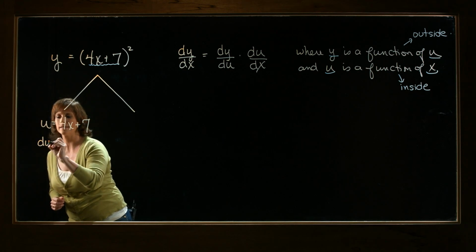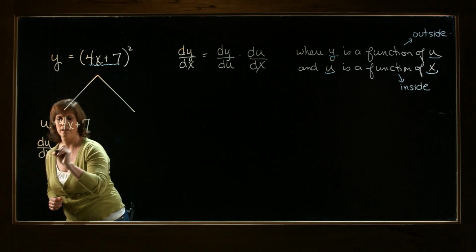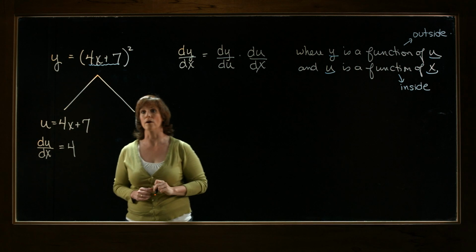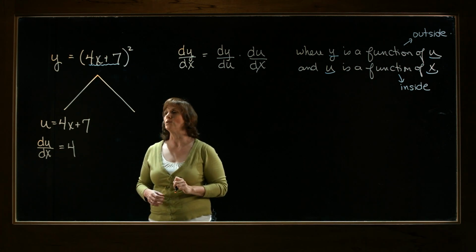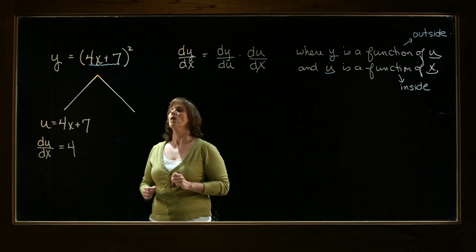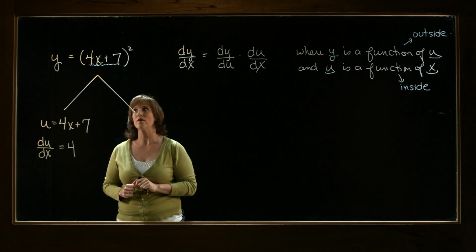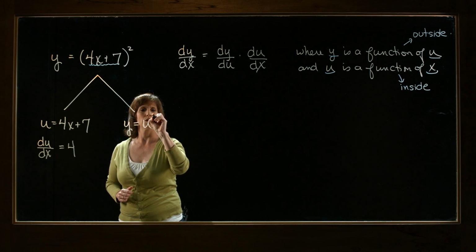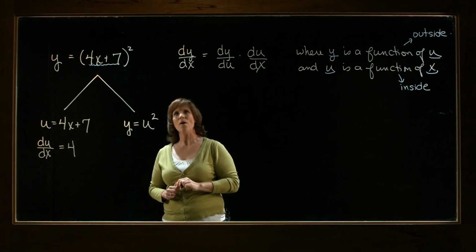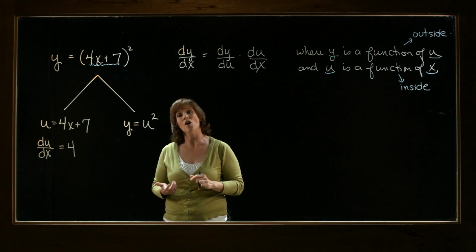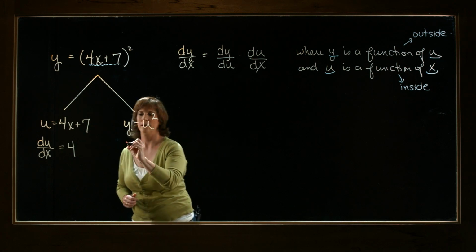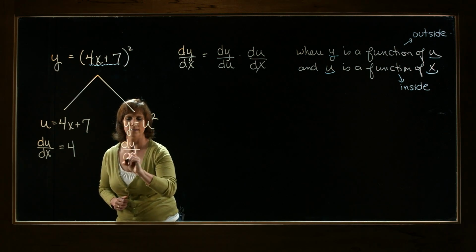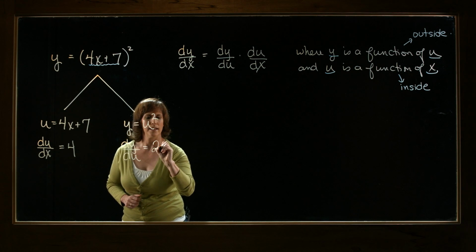So du/dx equals 4. The next thing I need to do is work on the outside function. Well, the outside function is the squaring function. So I'm going to say that y equals u squared. And now I can easily find dy/du, which is also a piece that I need. dy/du is 2u.